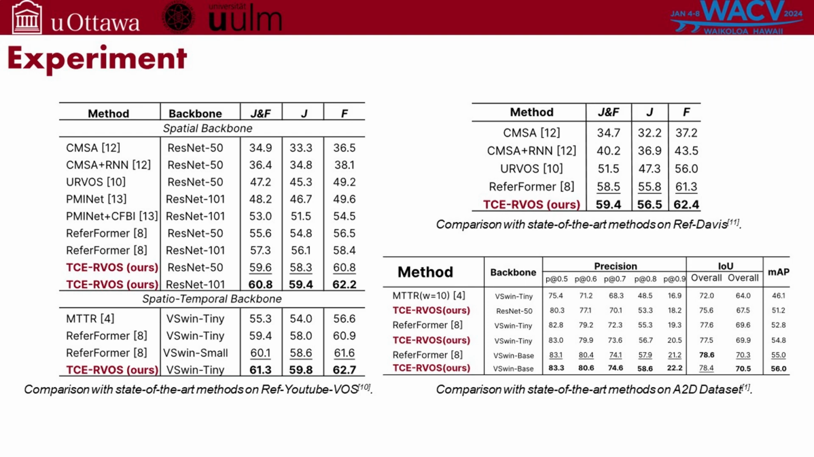The top part shows the methods using spatial backbones, and the bottom part shows the methods using spatial-temporal backbones. We can see from the table that by only using a simple spatial backbone, ResNet-50, our work already outperforms most of the other works. And when using a spatial-temporal backbone, Video Swin Transformer, our work achieves the state of the art. The tables on the right show the comparison results on Refer-DAVIS and A2D datasets respectively. Our method has a clear improvement over other methods, which also shows the generalization of our work.